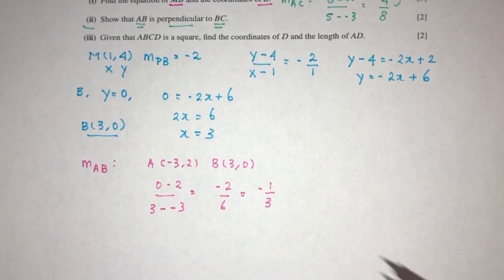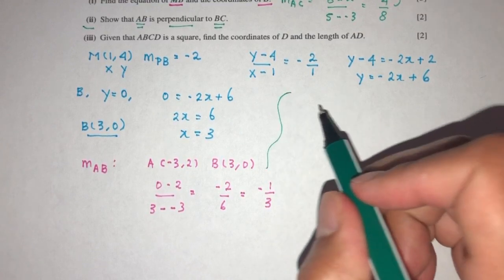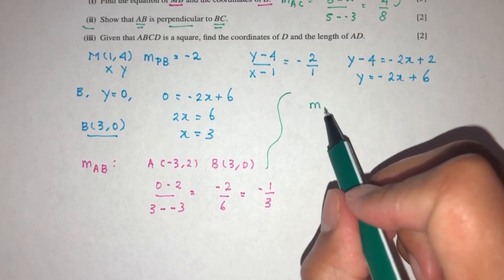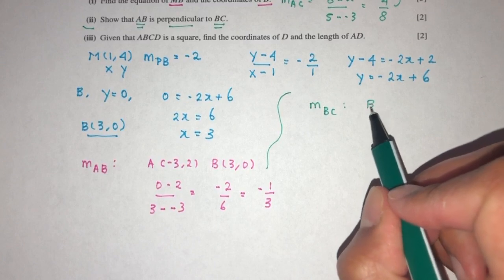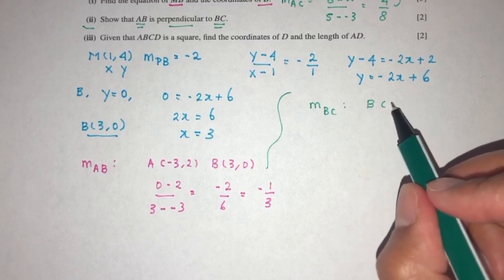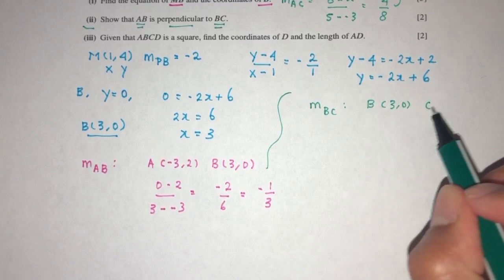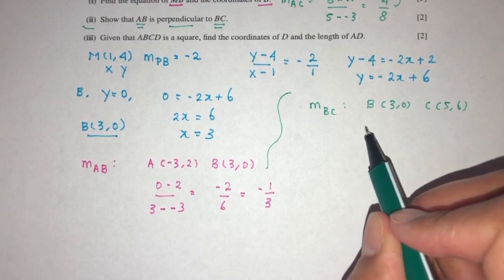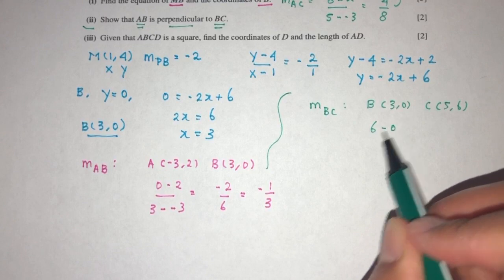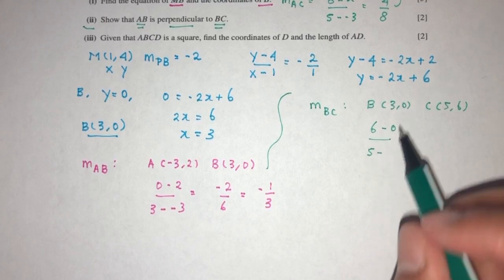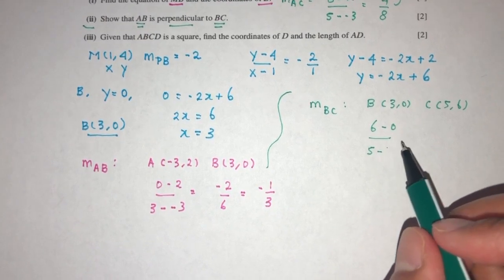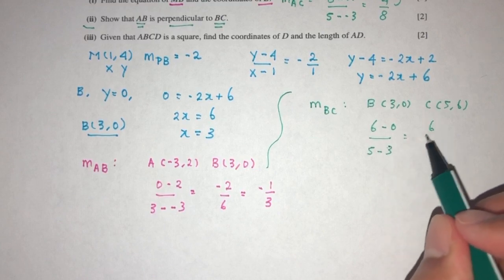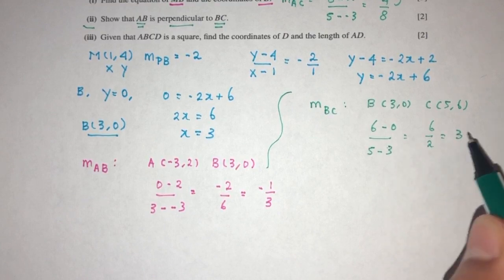Now same steps, we have to find the gradient of BC. B is the point (3, 0), and C is the point (5, 6). To find the gradient, that should be y2 minus y1 over x2 minus x1. That should be 6 over 2, which is 3.